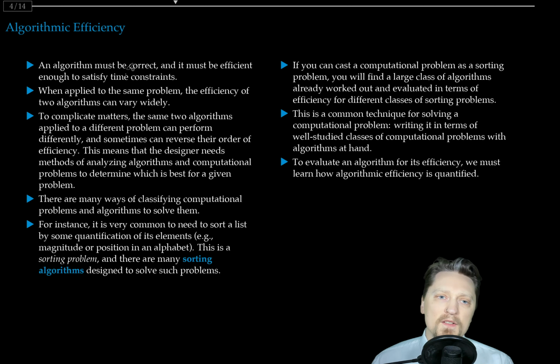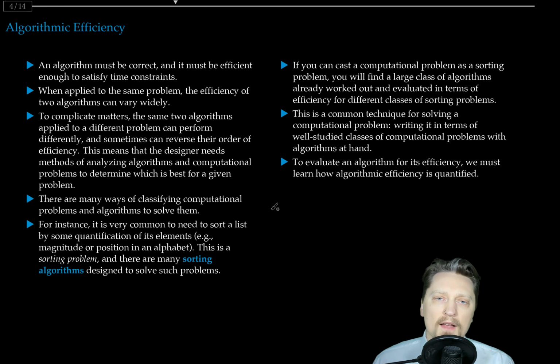An algorithm must be correct, and it must be efficient enough to satisfy time constraints. When applied to the same problem, the efficiency of two algorithms can vary widely. To complicate matters, the same two algorithms applied to a different problem can perform differently, and sometimes can reverse their order of efficiency. This means that the designer needs methods of analyzing algorithms and computational problems to determine which is best for a given problem.